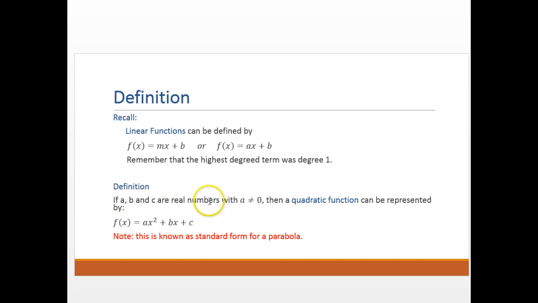If a, b, and c are real numbers with a not equal to 0, the quadratic function can be represented by ax squared plus bx plus c. Notice these last two terms look like a linear function, but we added this additional term, this ax squared out front. This is what's known as the standard form for a quadratic equation, the standard form for a parabola.